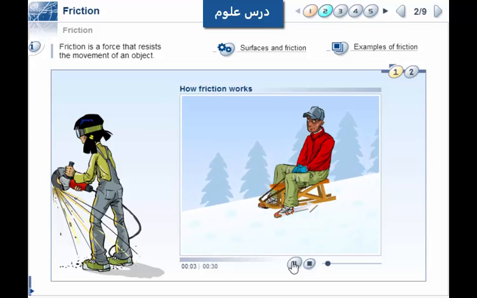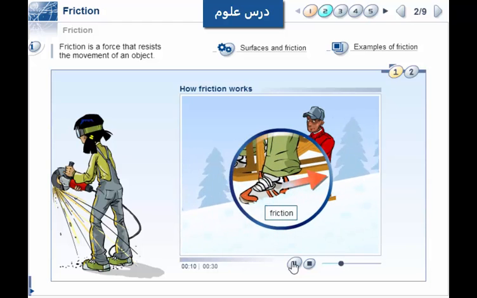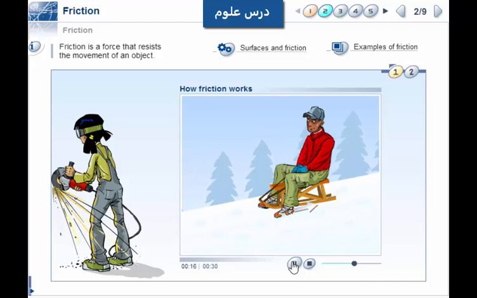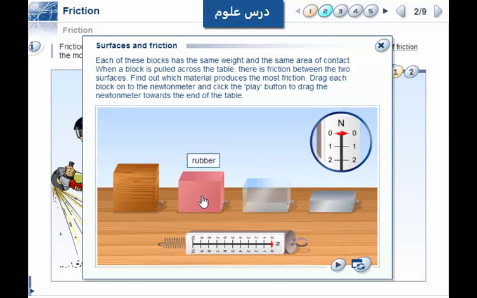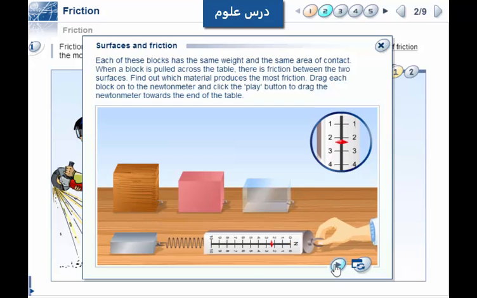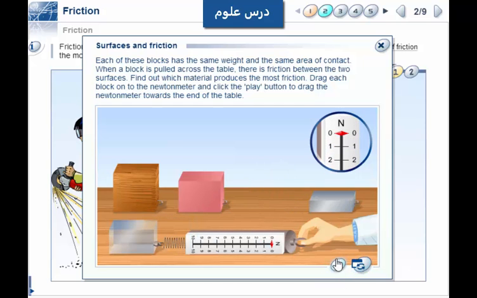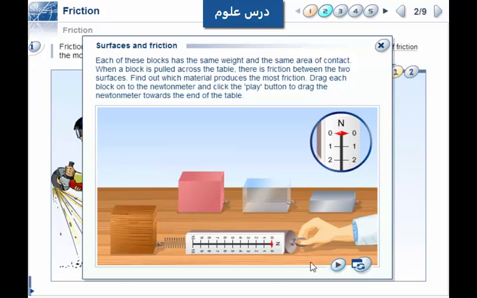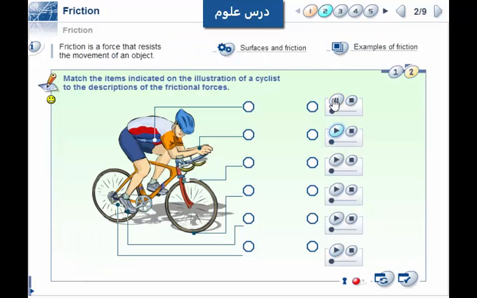Friction slows down moving objects because it acts in the opposite direction to the object's movement. Friction is produced when two surfaces rub against each other, including when objects move through air or water. Friction caused by contact between two surfaces, the tyre and the road, resists forward movement. Grip, produced by friction in the gears, allows the bike to move forwards.